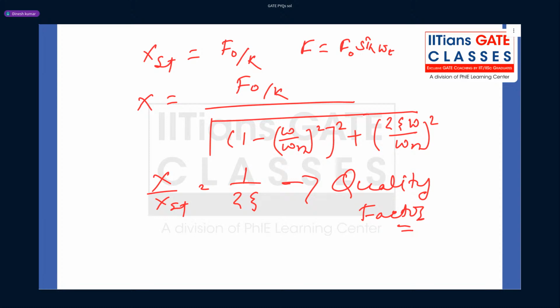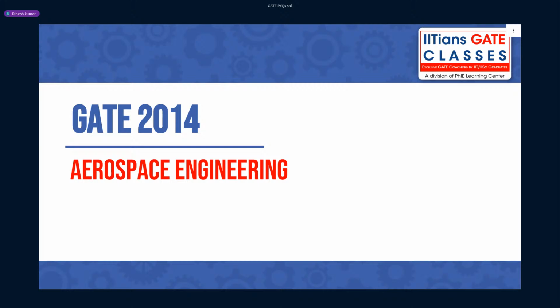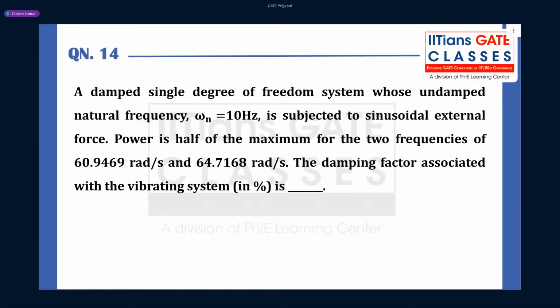Okay, so let's move to the next year. In 2013 there was only one question. Next, in GATE 2014, from mechanical vibration there are a total of four questions: two questions for 1 mark and two for 2 marks. So the weightage is 6 marks here. Read the first question, what it says.